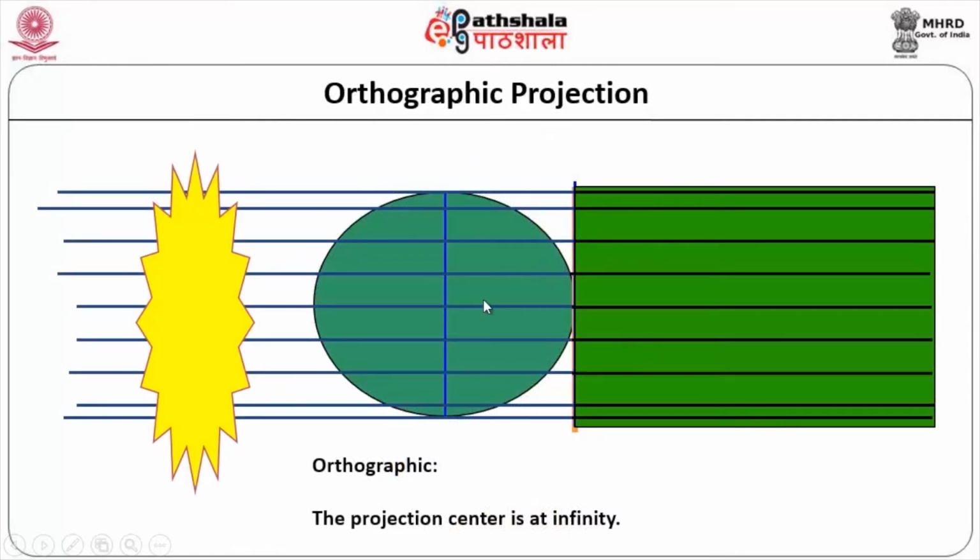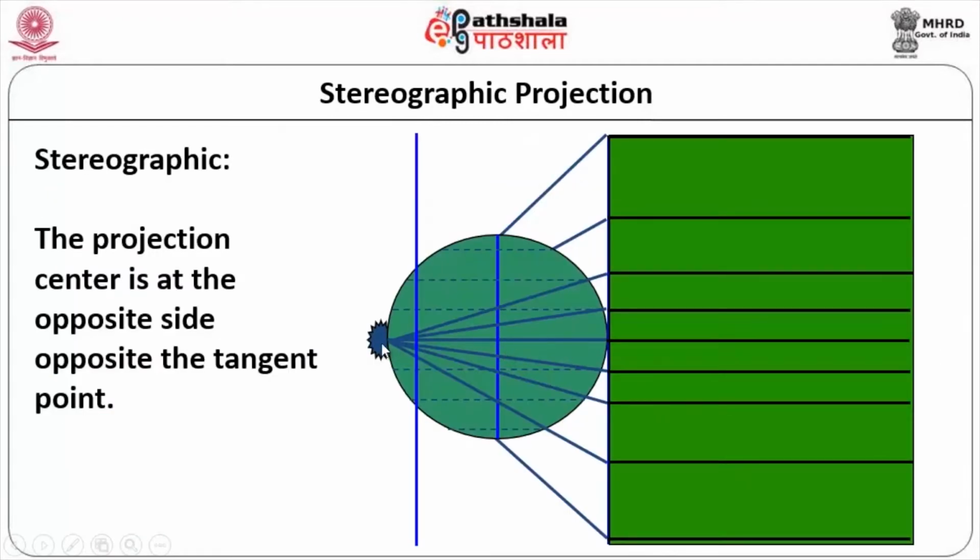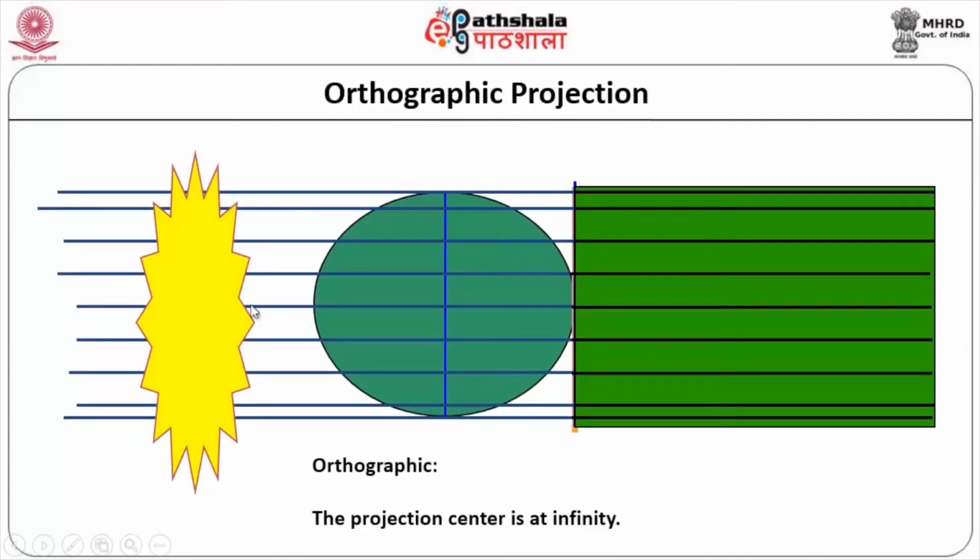Then orthographic projection, as I was just telling you, the projection center is at infinity. That is, from infinity the light source is being passed through. You can see here, in the previous case, the projection is from here, the light rays are going from one point source as a bundle to the plane surface. But when you come to this particular case, you will find the light is coming in this direction, parallel to each other.